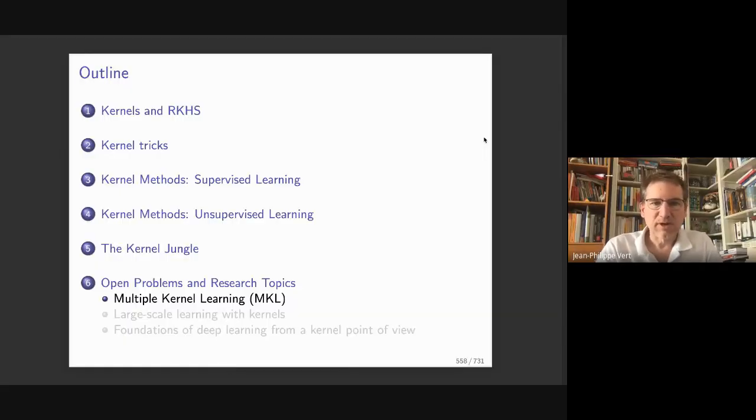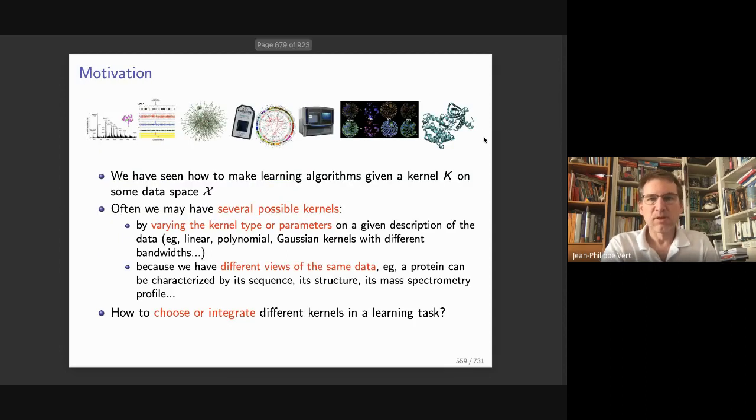Welcome to this lecture on multiple kernel learning, MKL. So the motivation for today's talk is to discuss what happens when you have several candidate kernels for a given problem, and you're not sure which one to pick or how to combine them.